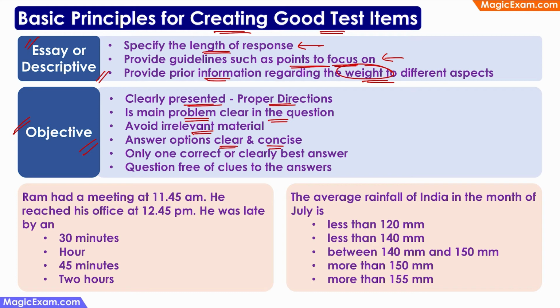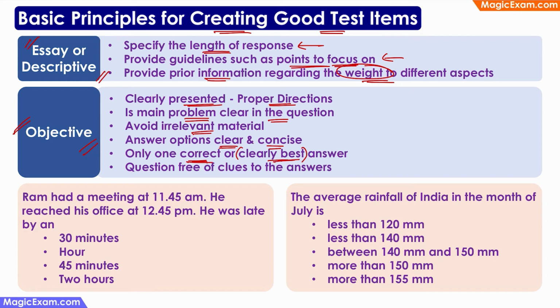And every question should have only one correct or clearly best answer. Now this is something which is not frequently followed in CTET, because many questions can have many correct answers. So we usually have to identify the most correct or the best answer. But ideally, whenever you create objective type questions, the question should have only one correct or clearly the best answer.